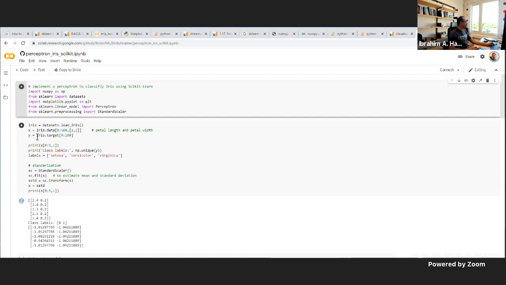And for the target, of course, it will be just y equals iris target from 0 to 100. And it's already prepared here, so it's all numbers. I mean, y here is numbers, 0, 1, and 2. So classes here are numerical values, and we don't need to change them. It's not text, not Setosa, Versicolor, Virginica, but 0 for Setosa, 1 for Versicolor, and 2 for Virginica. So in fact, the dataset is very well organized, and we can just use it for training our model directly, right?